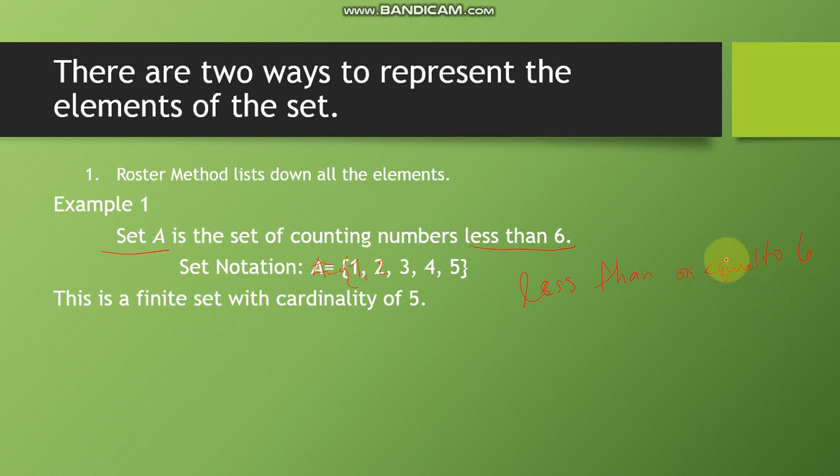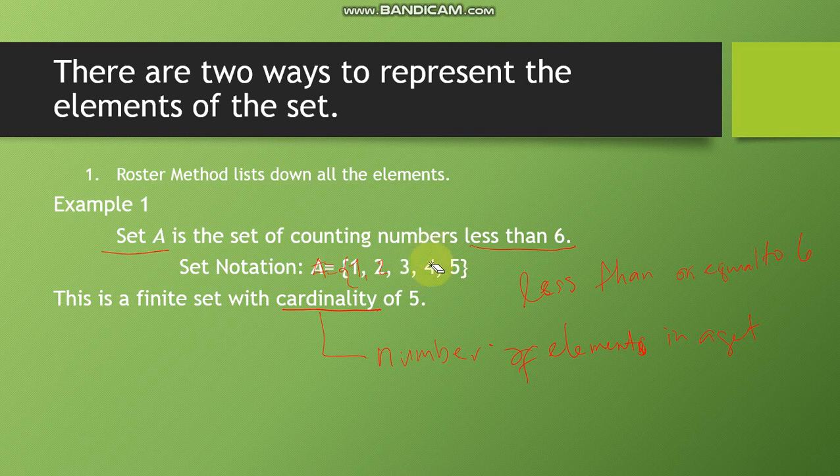This is a finite set with cardinality of 5. Now, cardinality means the number of elements in your set. Number of elements in a set. Set A, we know it has 5 elements. Therefore, the cardinality is 5.